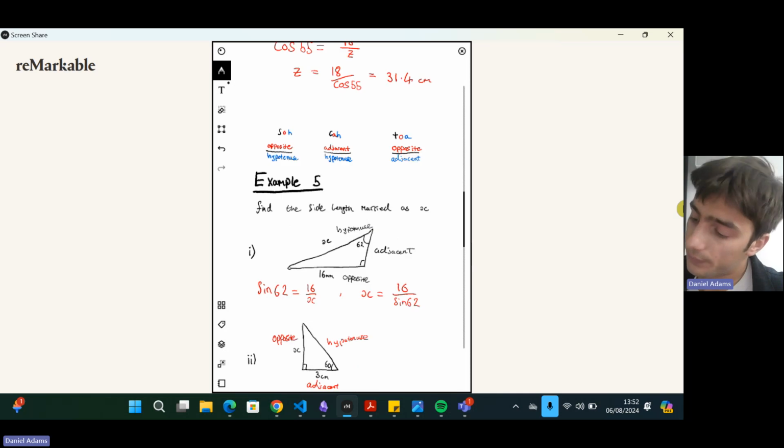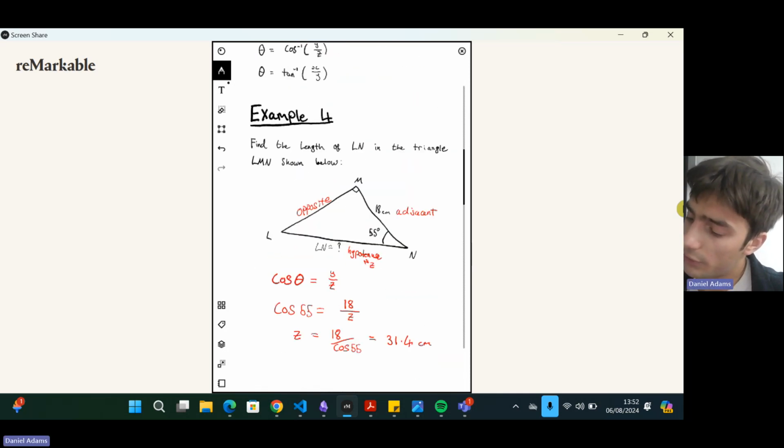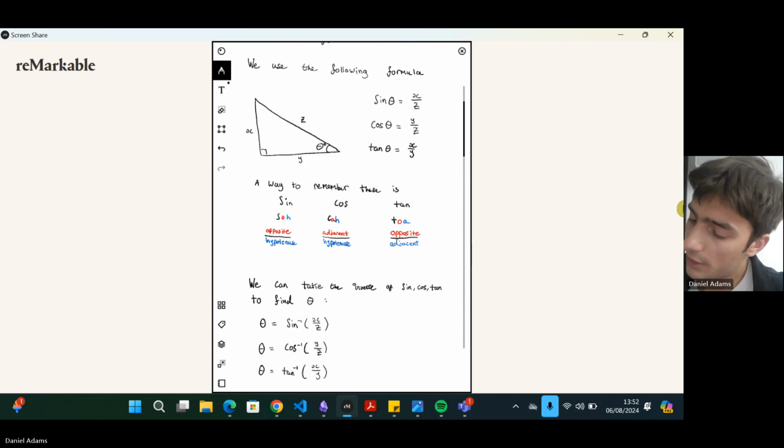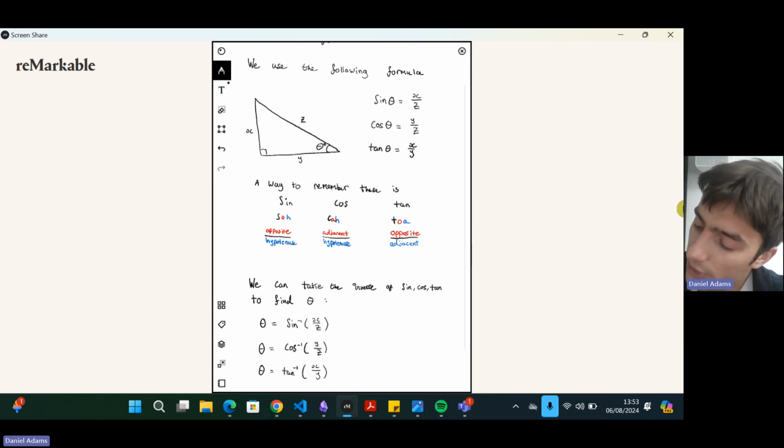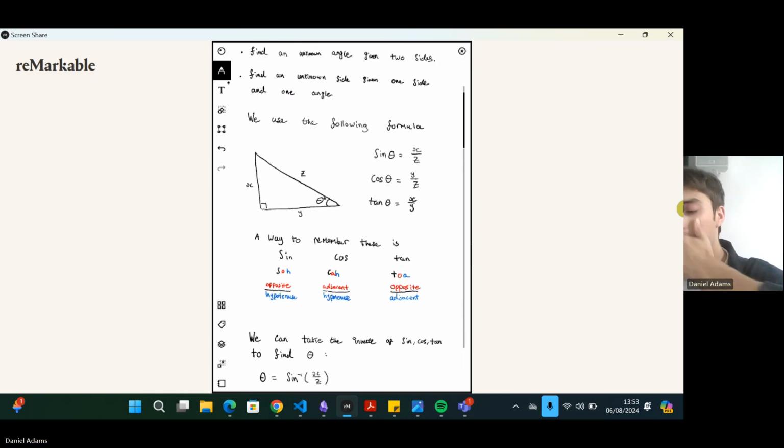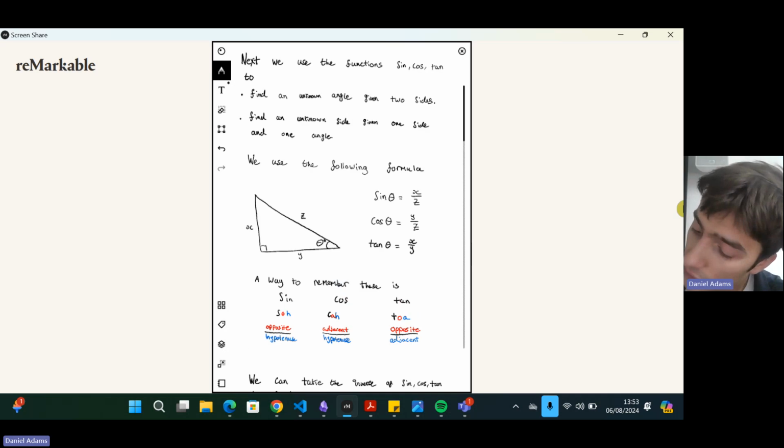So just to recap, what we did last was we used these 3 functions: sine, cos, and tan, and these formulas that relate the sine of your angle to the ratio of these 2 sides, the cos of your angle to the ratio of these 2 sides, and tan of theta is equal to the ratio of these 2 sides. You can use these formulas to find an unknown angle given 2 sides, or find an unknown side given 1 side and 1 angle.